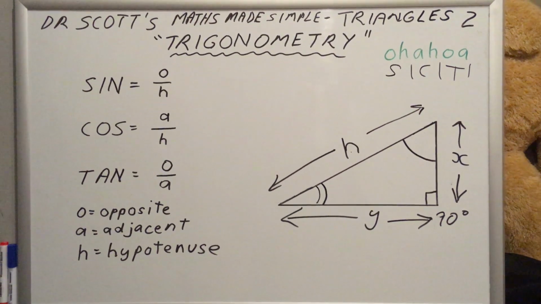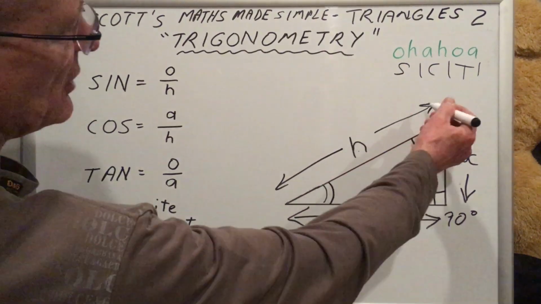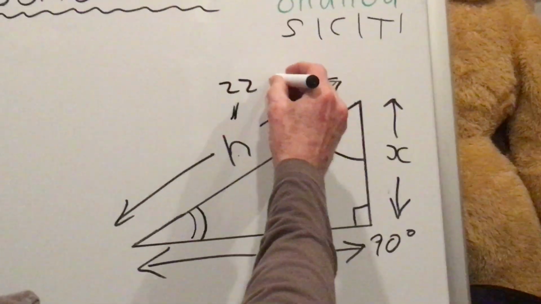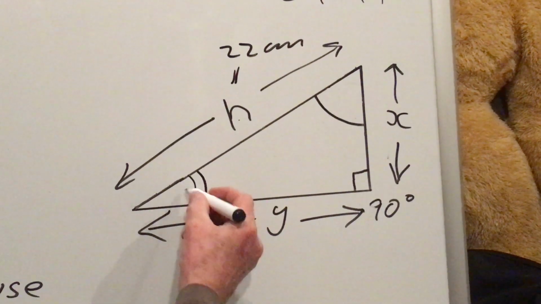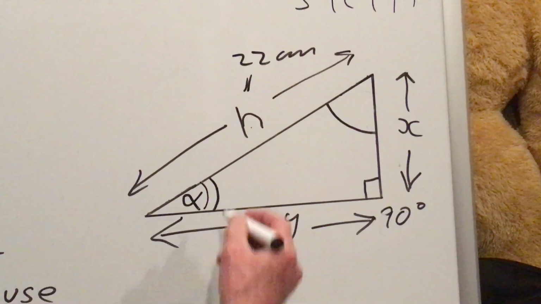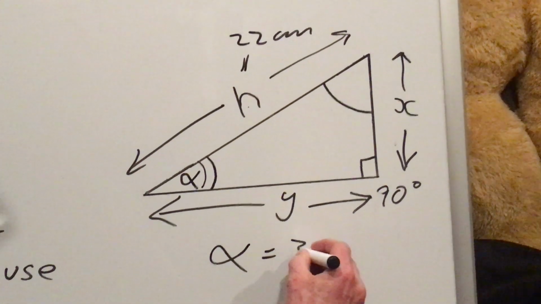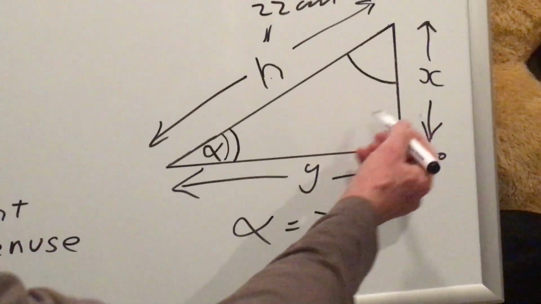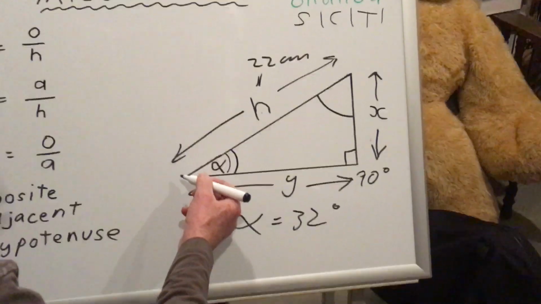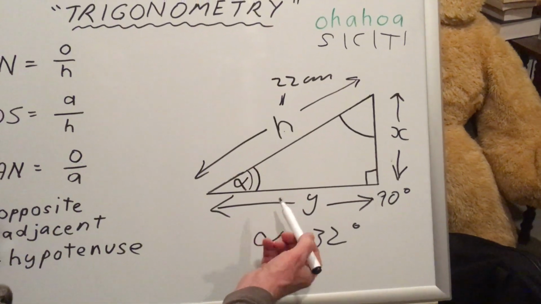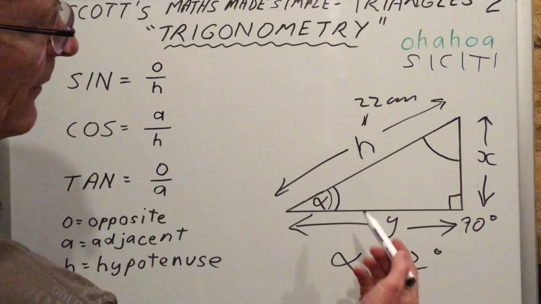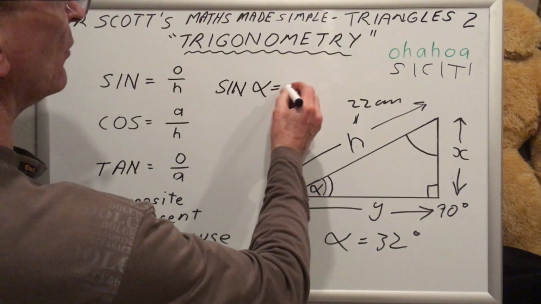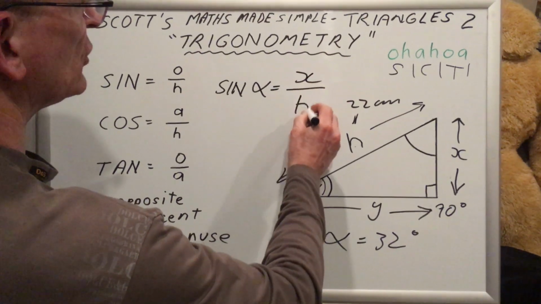So, say you're given the h here, and say your teacher says h equals 22 centimetres. And they say this angle here, we'll call it alpha, alpha equals 32 degrees. They say, what is x? Well, you have one length, you have one angle. You can work out what x is, because the sine of alpha equals x over h.